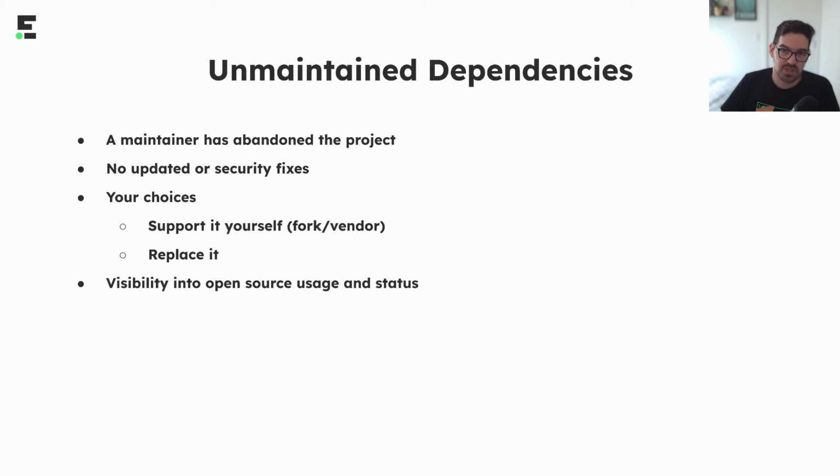And the other option is to replace it with something similar. And of course, this is the reason why one of the most popular Google searches is alternatives for Log4j. What can I use in order to replace that package that I was relying on? This is, of course, one more area where visibility into the open source usage and status across your code base is absolutely critical, because you need to be able to audit and catch these things.